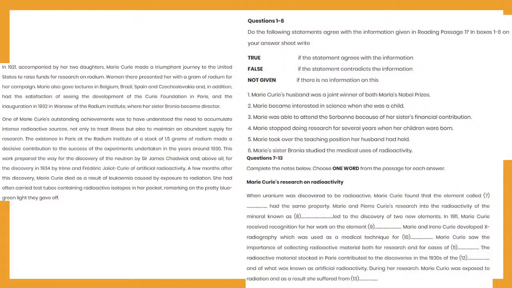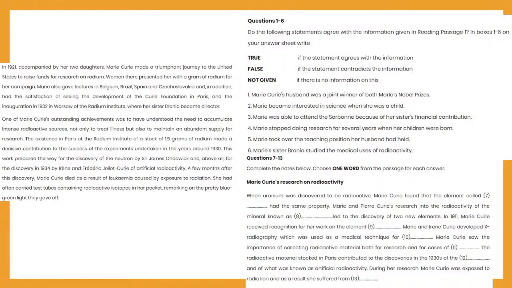The existence in Paris of the Radium Institute of a stock of 1.5 grams of radium made a decisive contribution to the success of the experiments undertaken in the years around 1930. This work prepared the way for the discovery of the neutron by Sir James Chadwick, and above all for the discovery in 1934 by Irene and Frederick Joliot-Curie of artificial radioactivity.